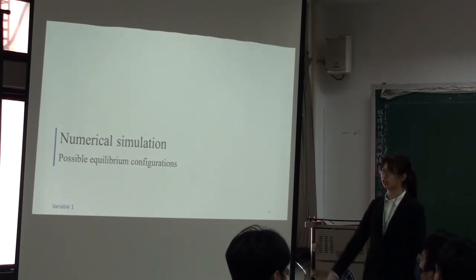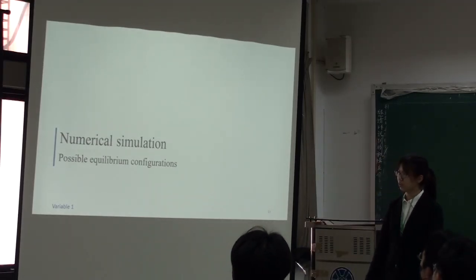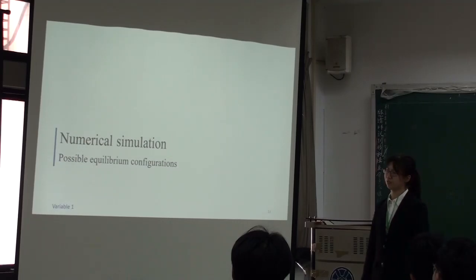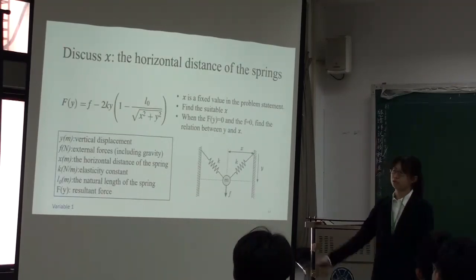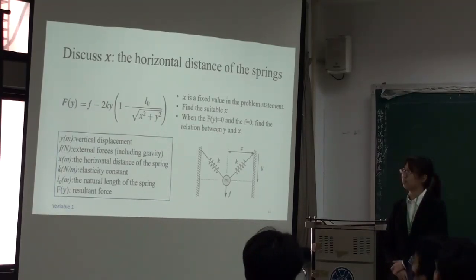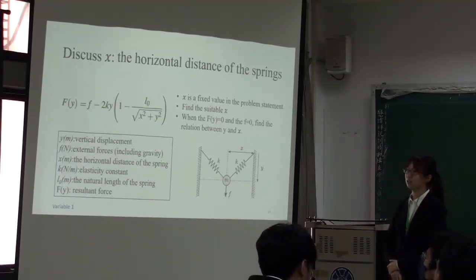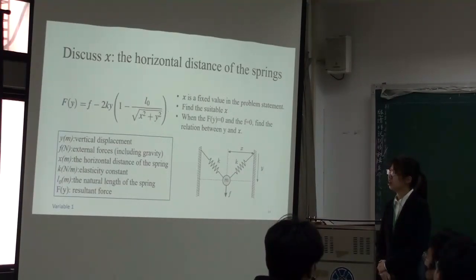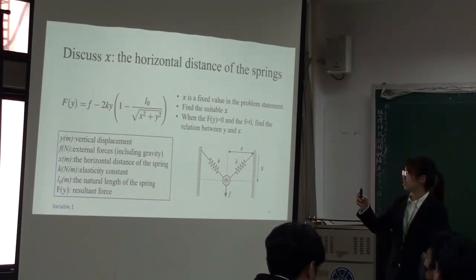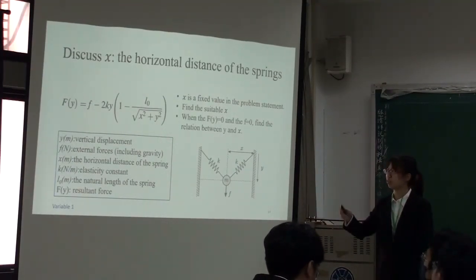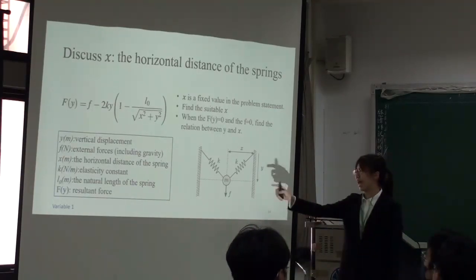So next, first is our numerical simulation. So we're going to find the possible equilibrium configurations. So first, we discuss the x, which is the horizontal distance of the springs. So this is a fixed value in the problem statement. So we're going to find the suitable x. When the resultant force and the external force both equal 0, we're going to find the relationship between the x and the y.